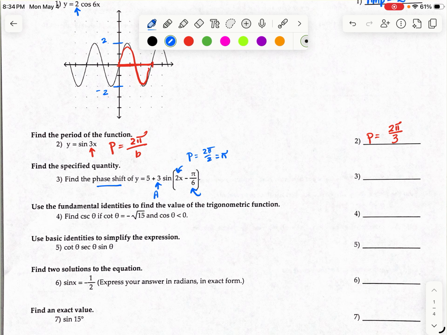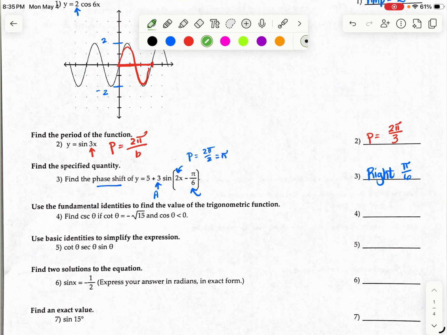If you remember, almost always, I can't think of too many times where it's not, your left and right movement, translations, it's opposite. So since it's a minus pi over 6, this graph actually moves right pi over 6. Minus is right, plus is left. So it shifts to the right pi over 6.